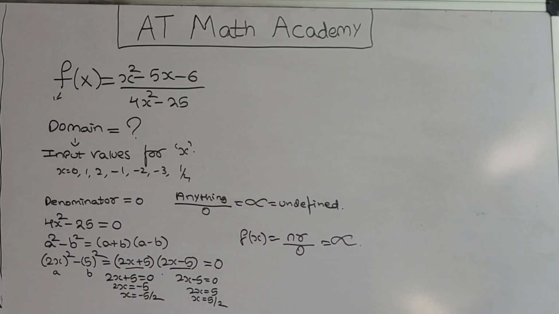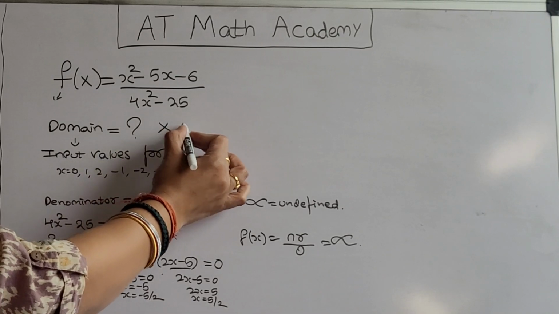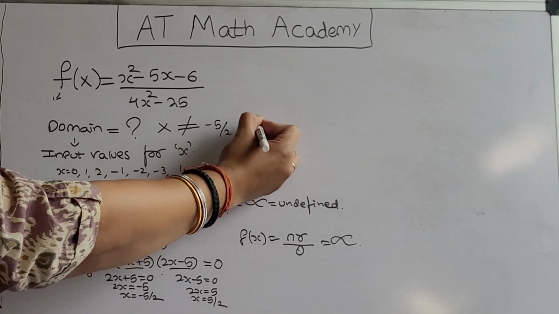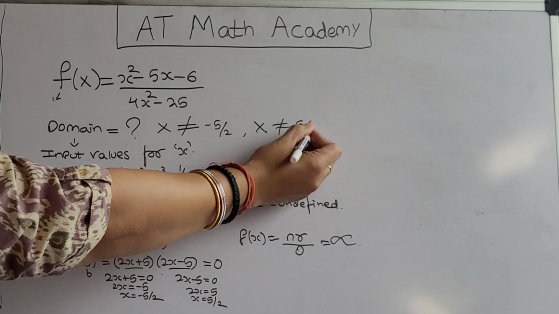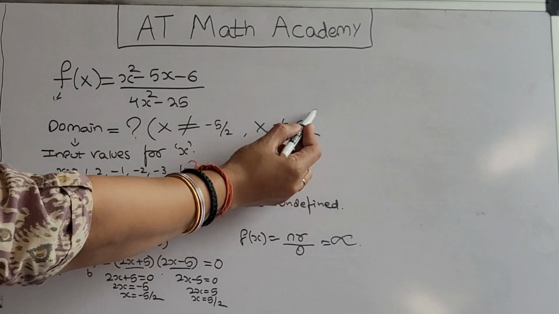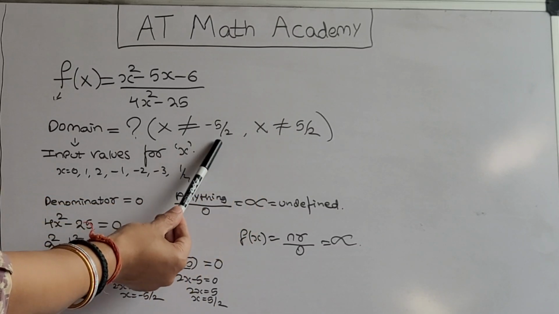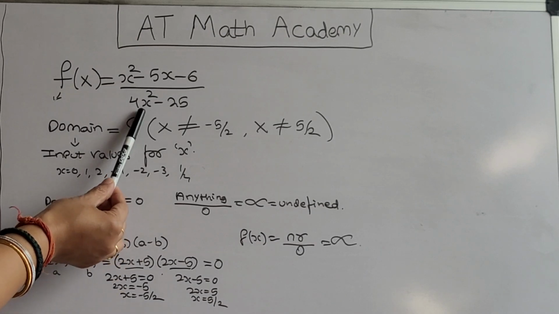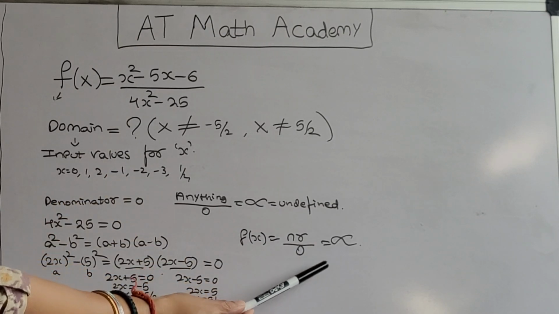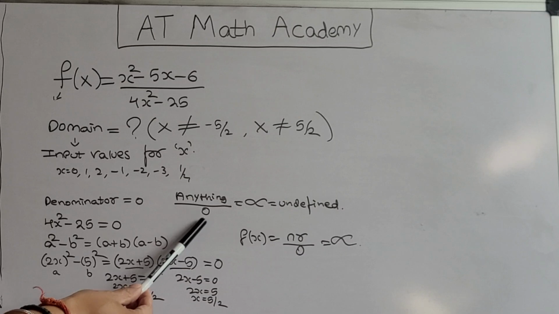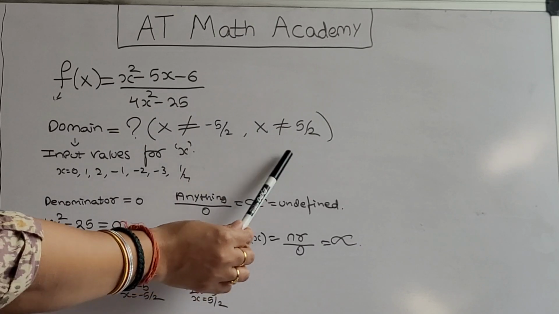So x can have all the values except x should not be equal to minus 5 by 2 and x is not equal to 5 by 2. So this is the domain for this function. X is not equal to minus 5 by 2 and 5 by 2. When x is equal to minus 5 by 2, I'll be getting the denominator as 0 and the function value will be going to indefinite. And when x is equal to 5 by 2, I again get the denominator value as 0 and the function value becomes undefined. So I can have any value in the domain values for x, but x cannot be minus 5 by 2 and 5 by 2.